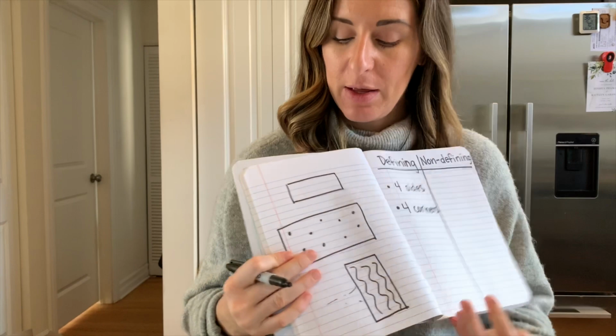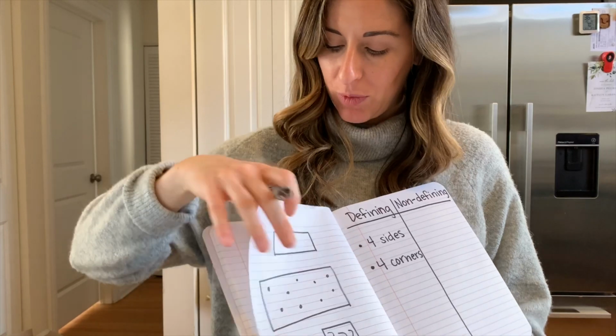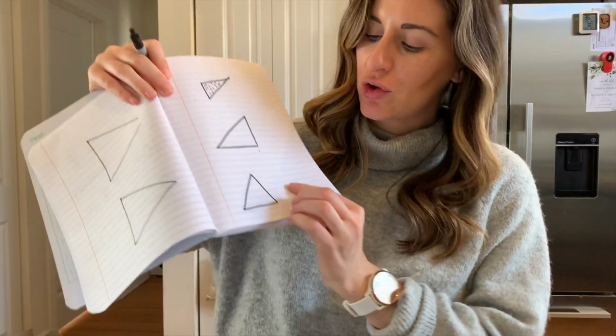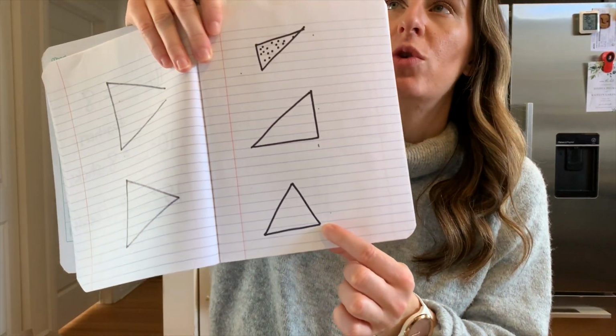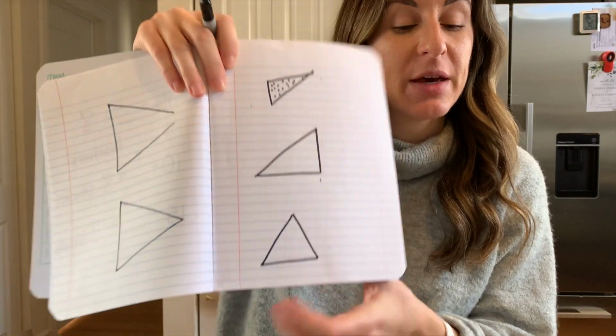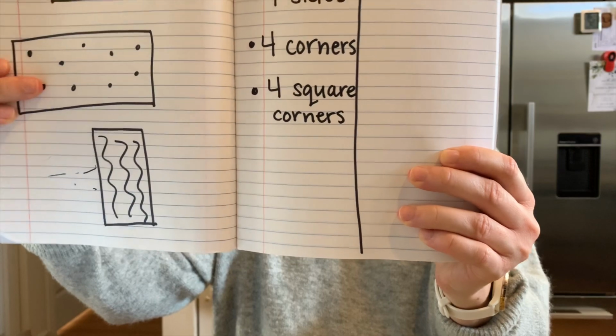Another thing that I notice that rectangles have is that they all have square corners. That means corners that are different than these triangle corners, because these triangle corners don't make the corner of a square when you draw them because the angle is different. Rectangles have 4 square corners, so we can write that down too. Four square corners.